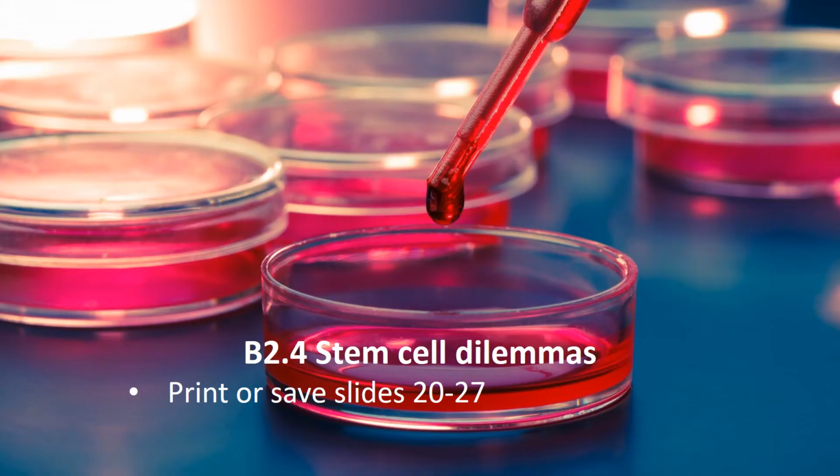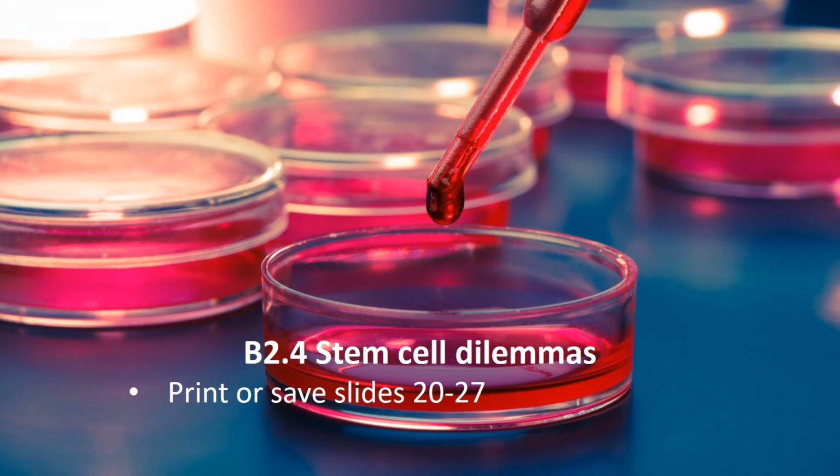You should have looked at the two types of stem cells, so adult tissue stem cells and embryonic stem cells. And you might have looked at also plant stem cells from meristems. You might want to print or save the slides 20 to 27 to help you with today's lesson.